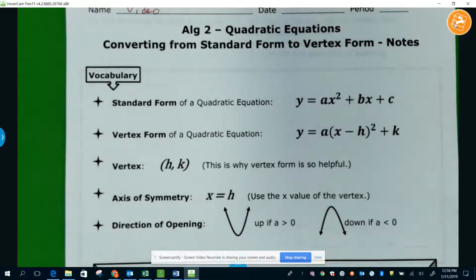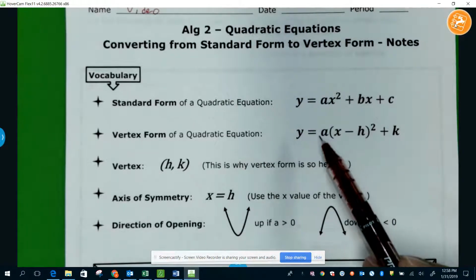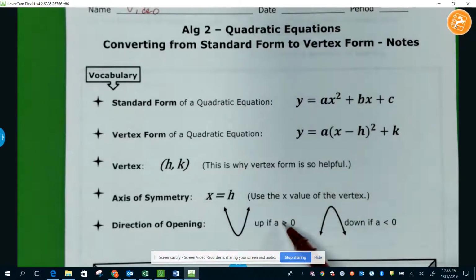And then the last thing we'll need to look at and identify is our a value, whatever number we have out in front of our equation. If that a value is positive, a number greater than 0, that means our parabola is going to be opening upwards. And if our a value is less than 0, like a negative number, then our parabola is going to open downward.